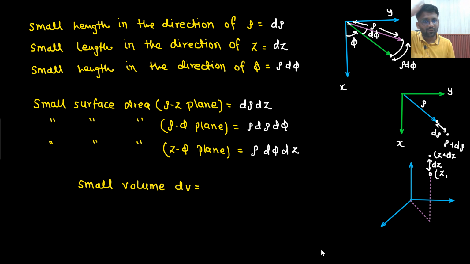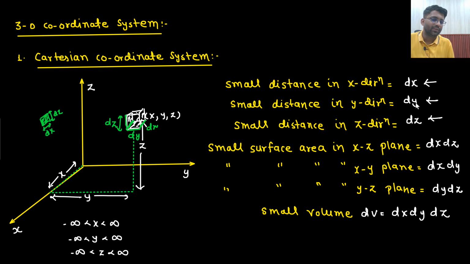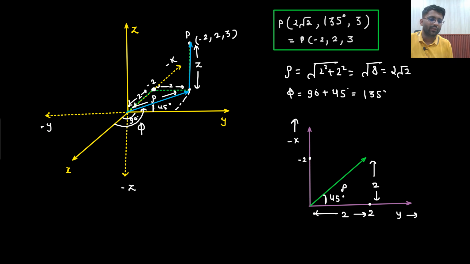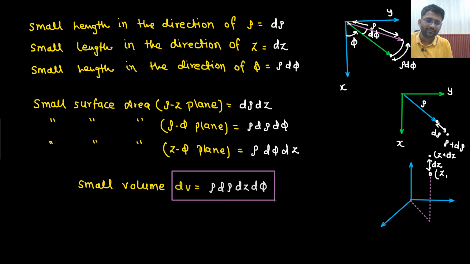Okay, and what will be the volume? Here, what was the scenario? dx into dy into dz. So here what will be the volume? Rho into d rho into dz into d phi. So this is also important. If I'm asking you to remember something, like the volume here, you will be able to understand it.